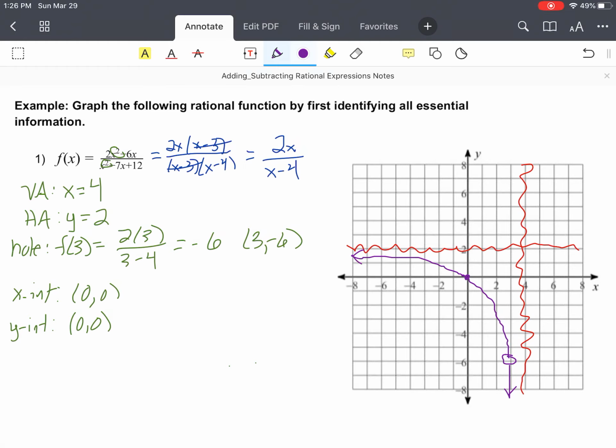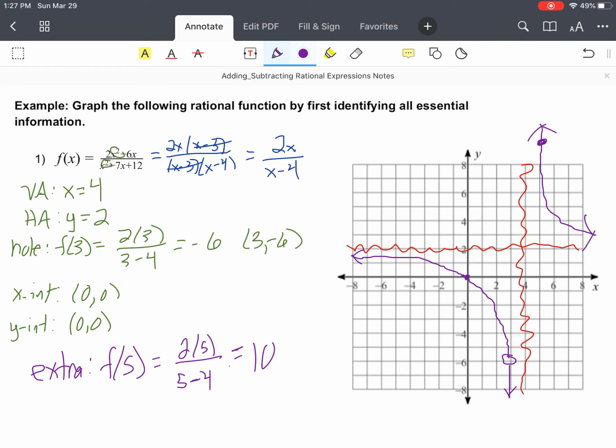But it's a little more challenging to see what's happening on the other side of the graph, okay? So what we're going to do is find an extra point. We're going to plug in 5 and see what happens. So f of 5, that's 2 times 5 over 5 minus 4. So that's 10. Oh, great, that doesn't fit on my graph, but it's somewhere up here. And so here we go.